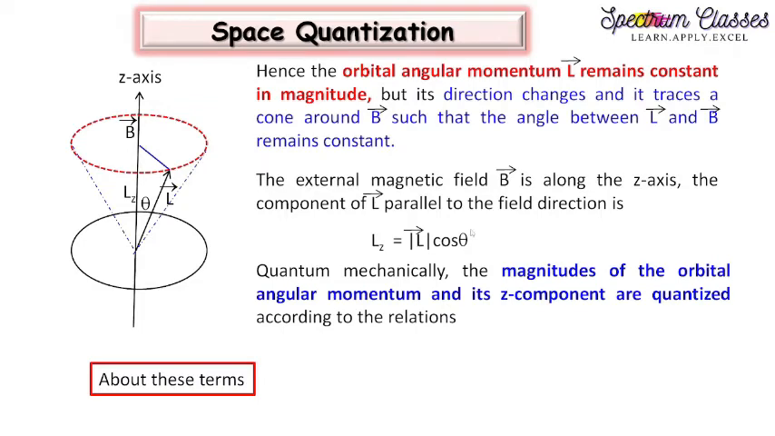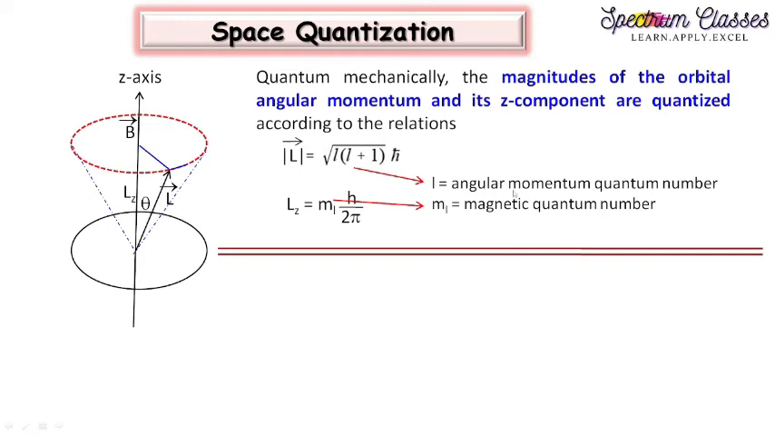Here, to determine the value of this angle theta, we have to put in the values of vector L and its component. The values of the orbital angular momentum and its component are given quantum mechanically: L is equal to square root of l(l+1) h cross, whereas the Lz component has values m_l h upon 2 pi. Here l is the angular momentum quantum number and m is the magnetic quantum number. The values of m depend on the angular momentum quantum number.